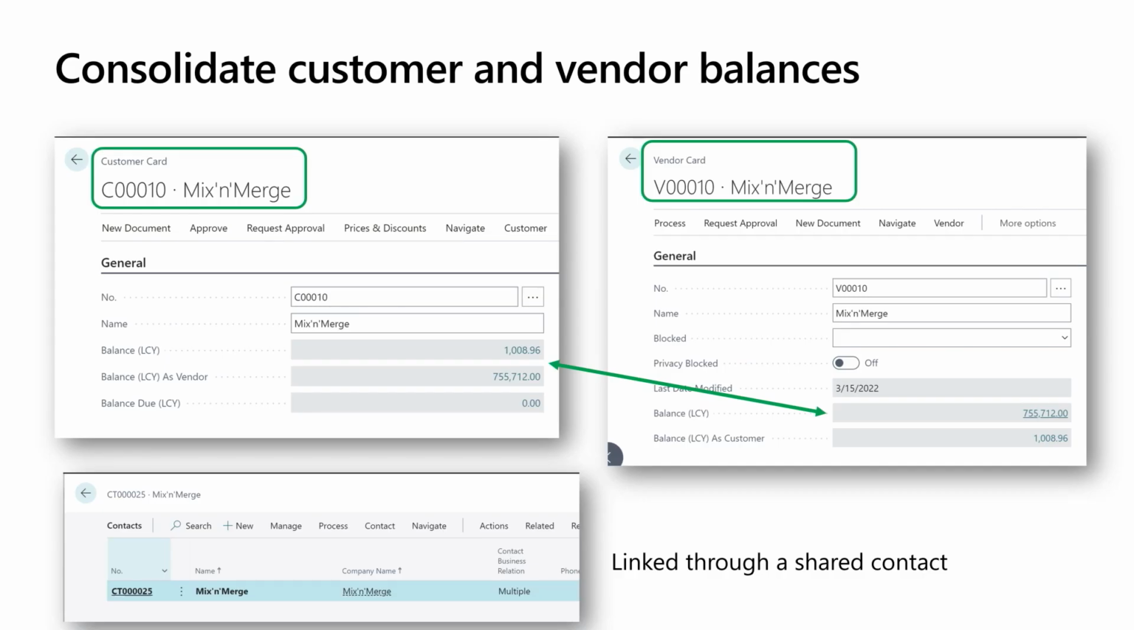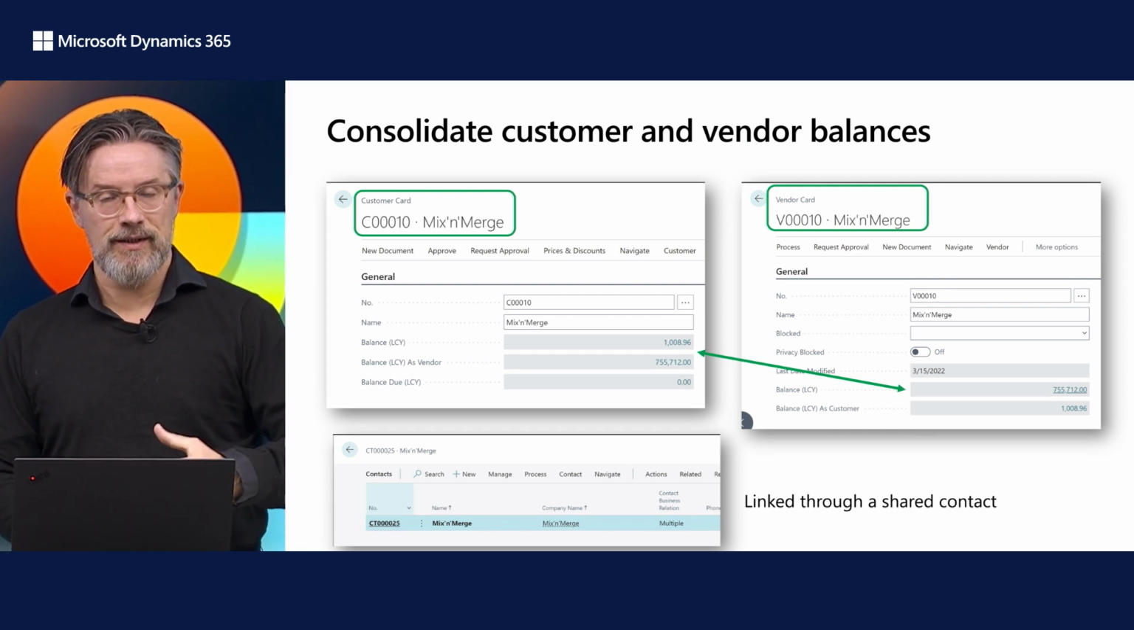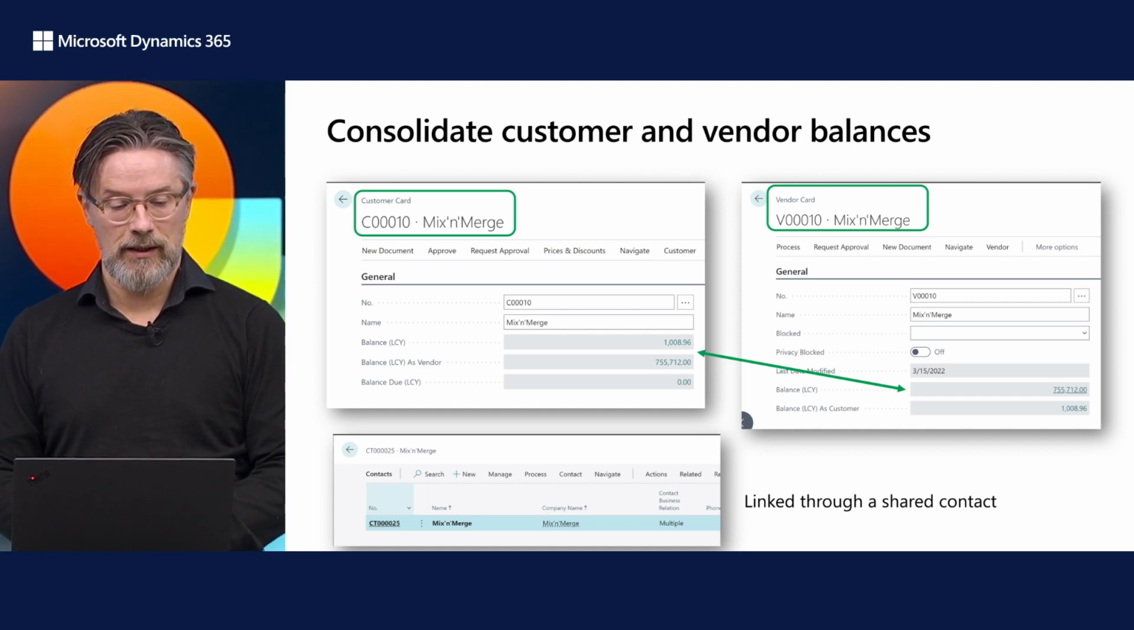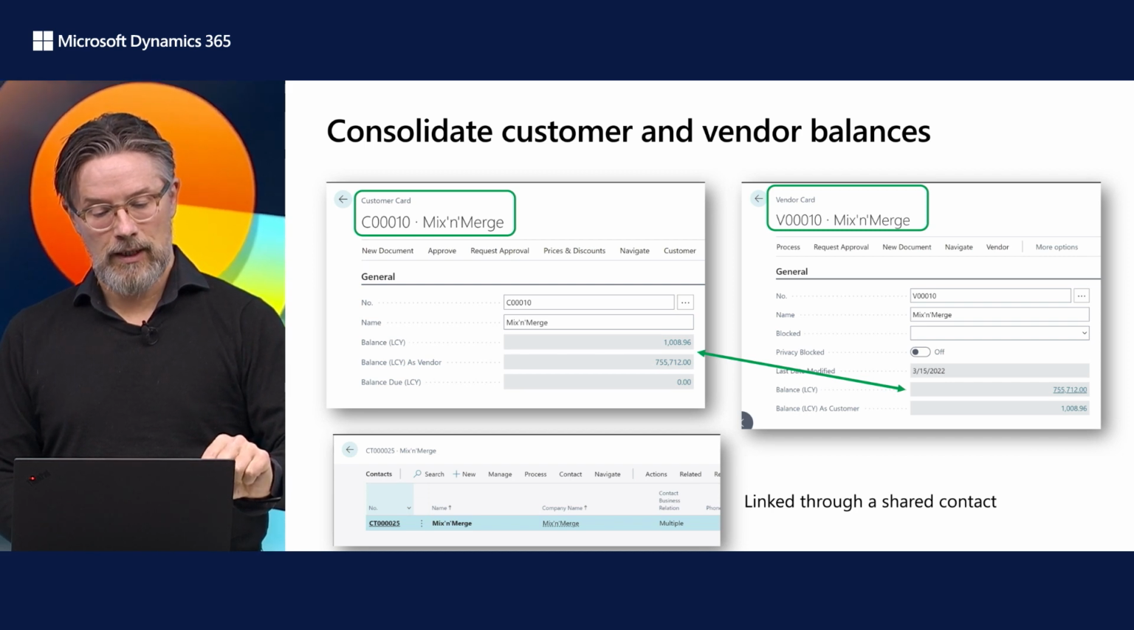In many cases, when you have customers, they are also a vendor to your company. So sometimes you purchase something from them and you also deliver services or goods to them. So it's nice to be able to look up the combined balance, or the balance for the customer part and the balance for the vendor part. And now we made it possible to merge or consolidate customer and vendor balances. That means they will show up in the card pages, and they do so by having a shared contact.